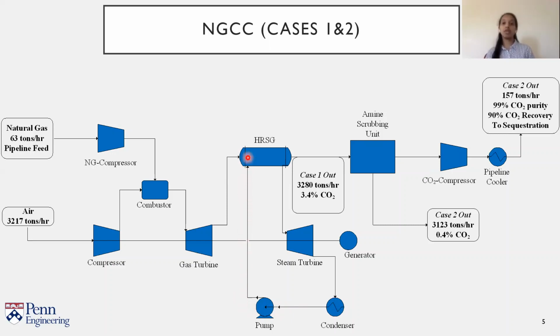In case 1, the flue gas leaving the HRSG exits directly into the atmosphere. However, in order to make a better comparison between the NGCC and the Allam cycle, we decided to add a post-combustion capture technology in case 2 to capture the carbon dioxide from the flue gas. An amine scrubbing unit is what's typically added, and it captures 90% of CO2 at 99% purity. The CO2-rich stream that exits the amine unit is then compressed to pipeline conditions for transport, and the other stream leaving the amine unit is released into the atmosphere.